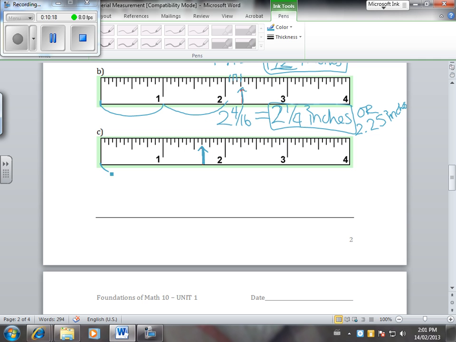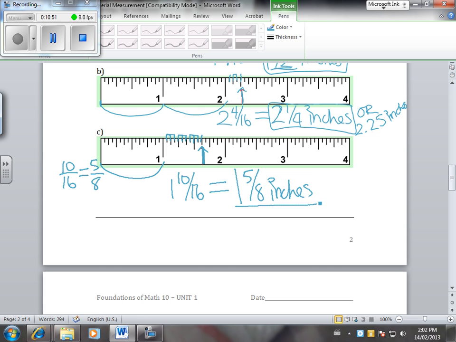Okay, so again, we'll start. We have our 1. We have 1 inch. And then, how many do we have? 1, 2, 3, 4, 5, 6, 7, 8, 9, 10. So 1 and 10/16 of an inch. Now let's reduce 10/16. What can we reduce 10/16 to? Well, we can divide both by 2, and that gives us 5/8. So we have 1 and 5/8 of an inch. Or if you want to do this on your calculator to get a decimal, it's 1.625.